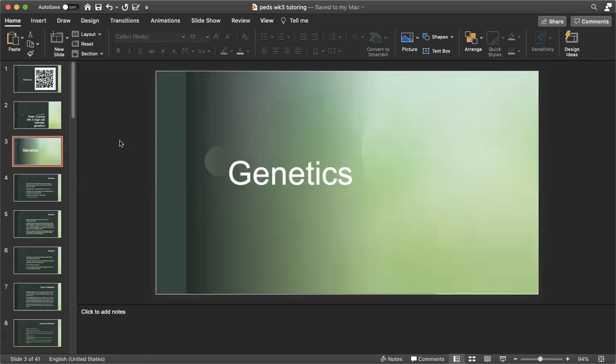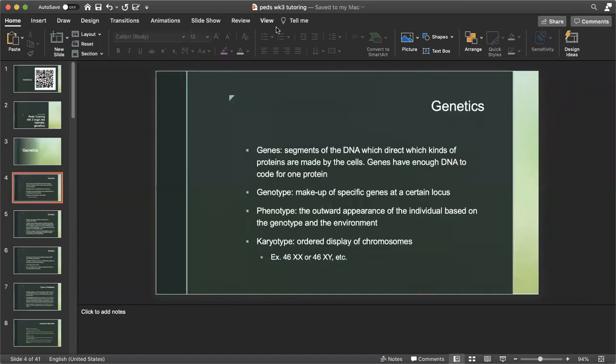For this section, I don't really remember there being too many questions over it, but it's still good to go over. So genetics is basically mainly definitions. Genes are segments of the DNA which direct which kinds of proteins are made by the cells. Genes have DNA to code for one protein. I got most of this information from my blueprint because I didn't get sent y'all's PowerPoint until last night. So most of the stuff is from my blueprint from spring.